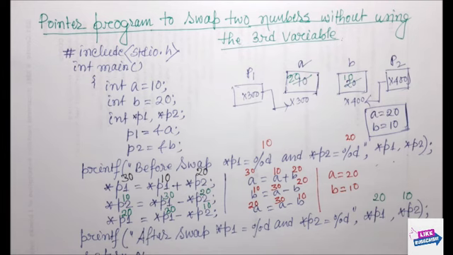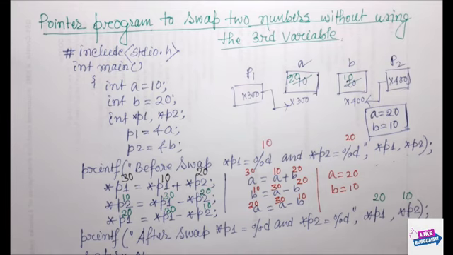Later, most probably in the next lecture, I will discuss pointer to function, how to pass a pointer to a function, where I will explain the same example of swapping two numbers, but using a function with a pointer as an argument.